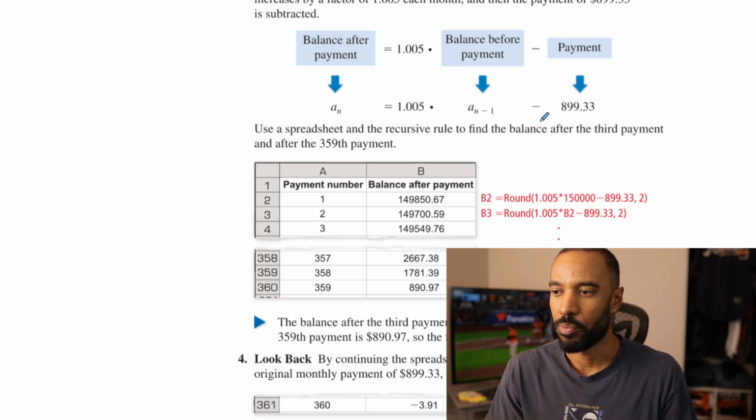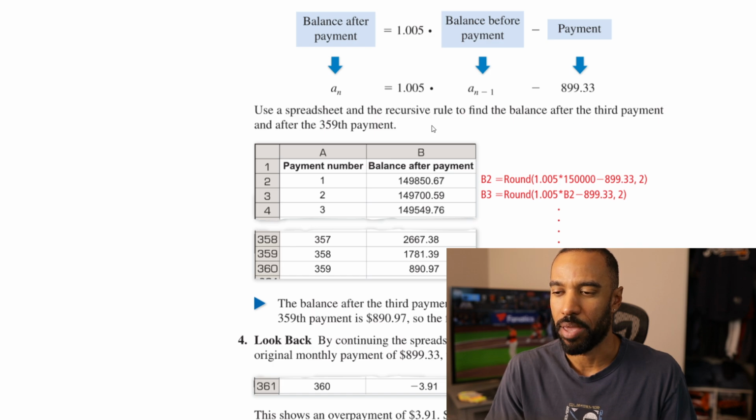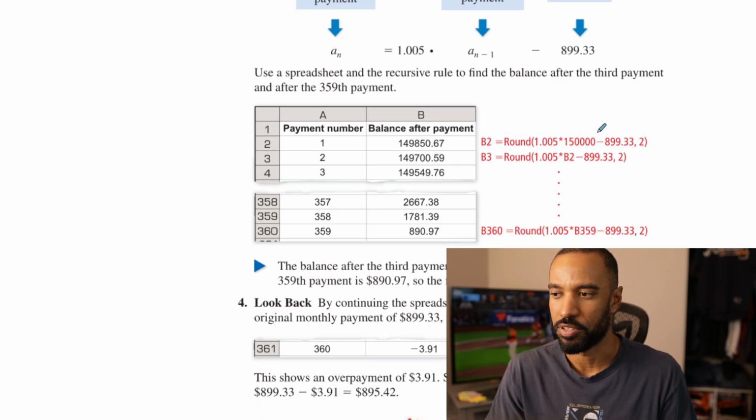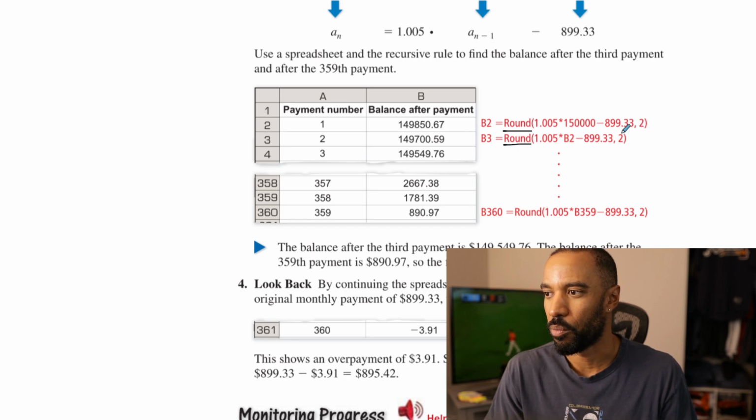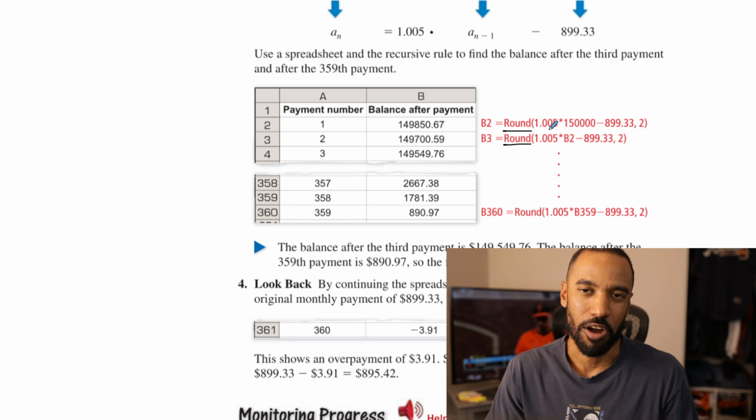Use a spreadsheet and the recursive rule to find the balance after the third payment and after the 359th payment. Now they're using some code here. I actually didn't even know you could use the function round. I do something else on these generally, but yeah, you can use the function round. They do a rounding here.